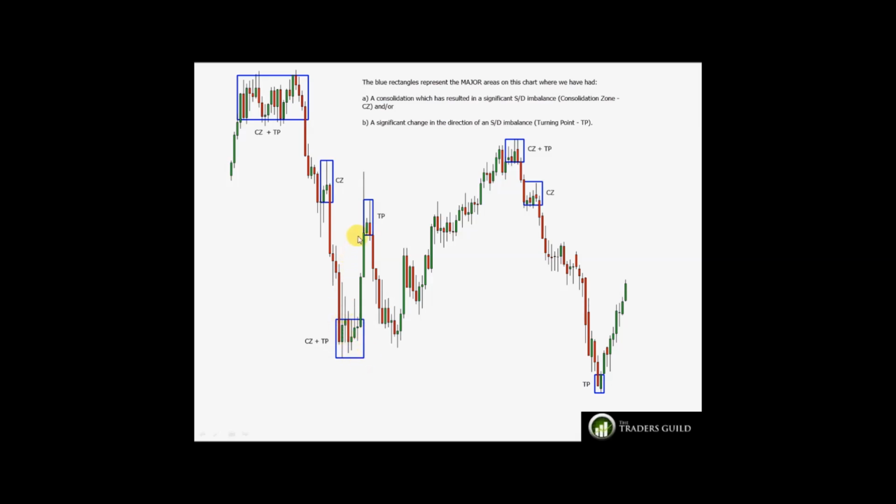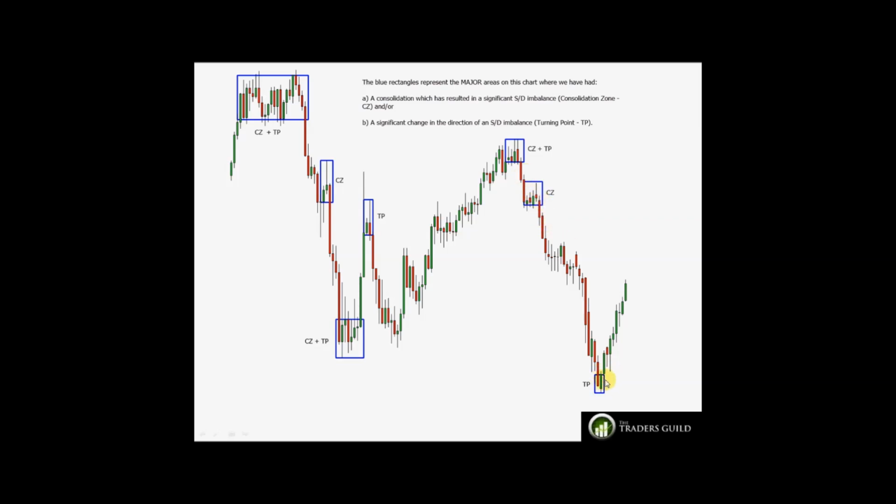Here we can say we haven't really had much of a consolidation, so this is more of a turning point, it's a swing high, and we can keep applying that. So again, consolidation and a swing high, so it's a turning point. Just a consolidation, it's not a material swing.